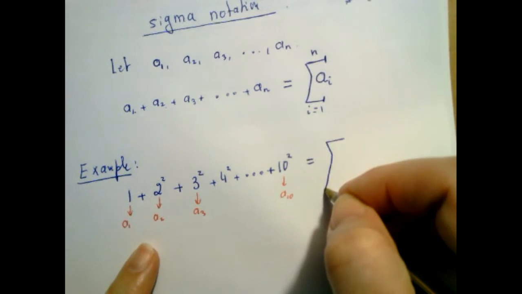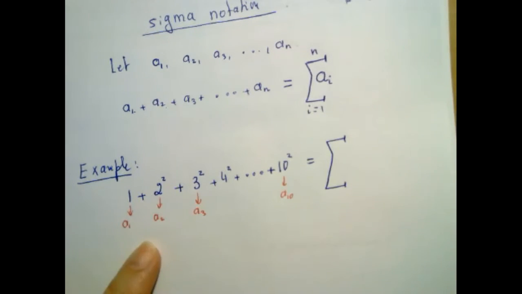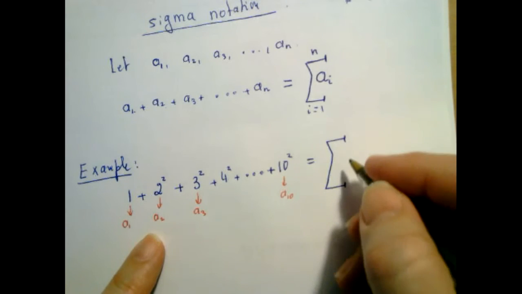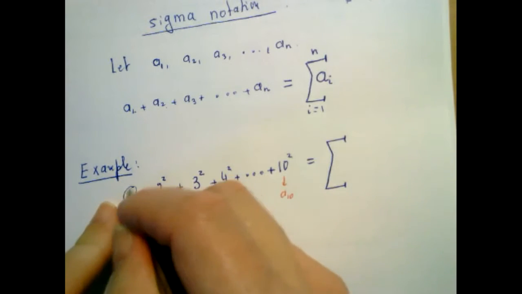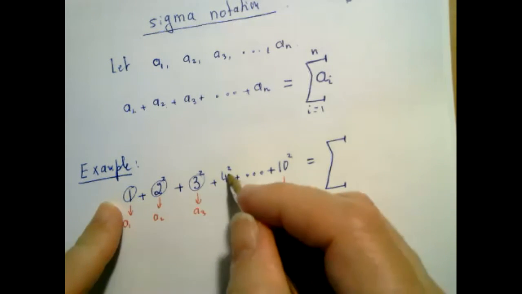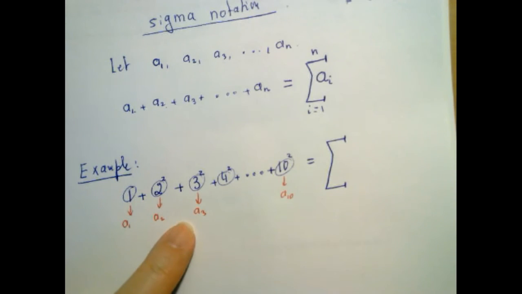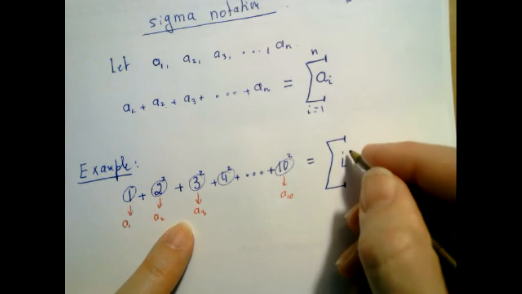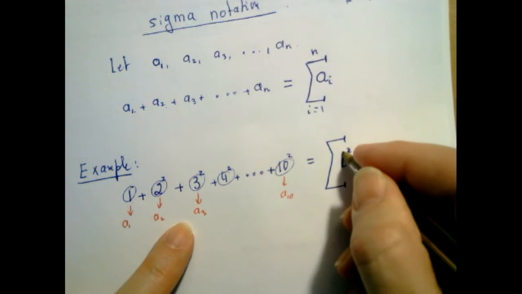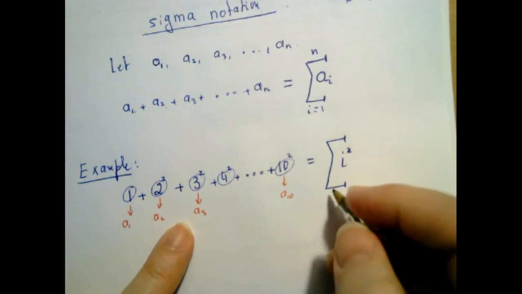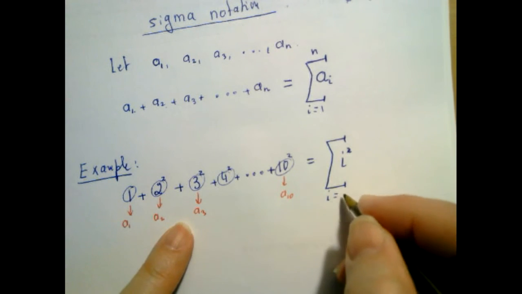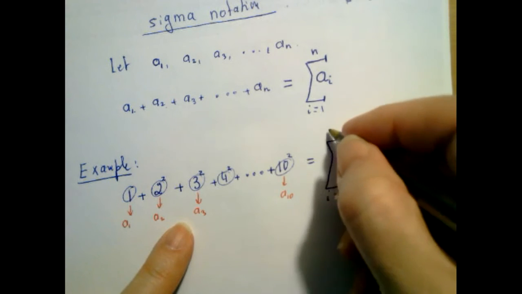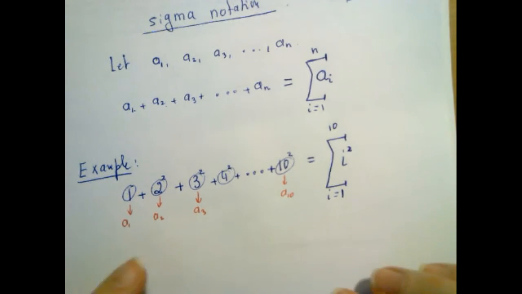I will write the first one and then the rest will be easy. We write this in the following format. Each one has the form: what's changing is the 1, the 2, the 3, the 4, the 10. Each one has the form a certain i to the power 2. That's the format, where my i goes from 1 all the way to 10.